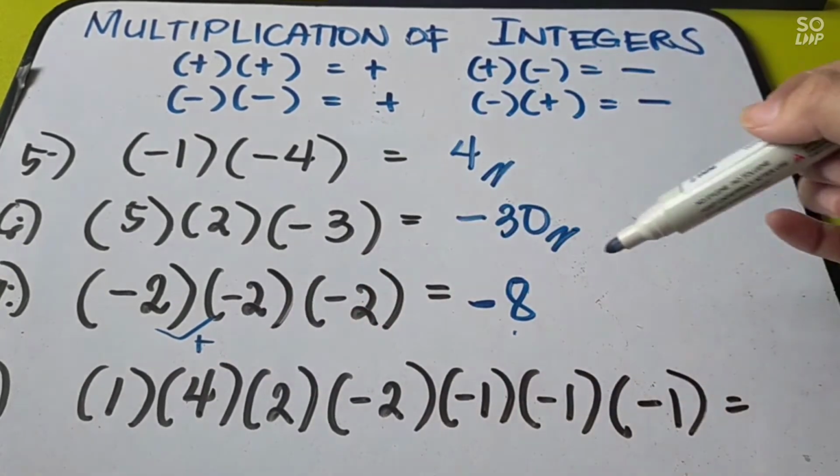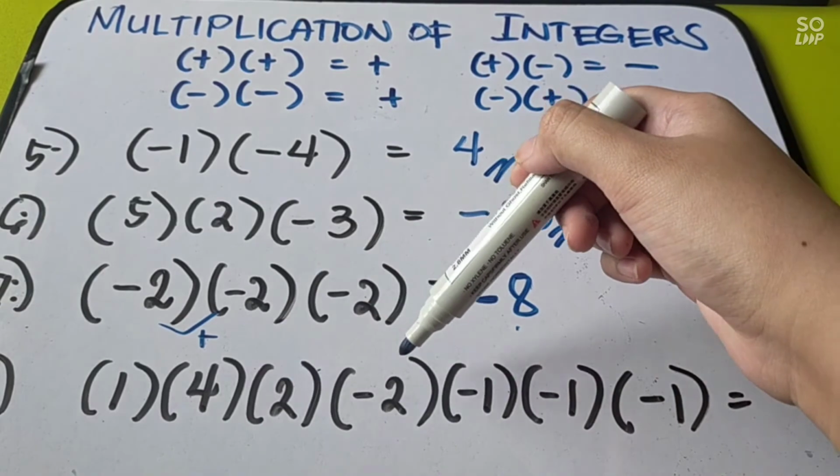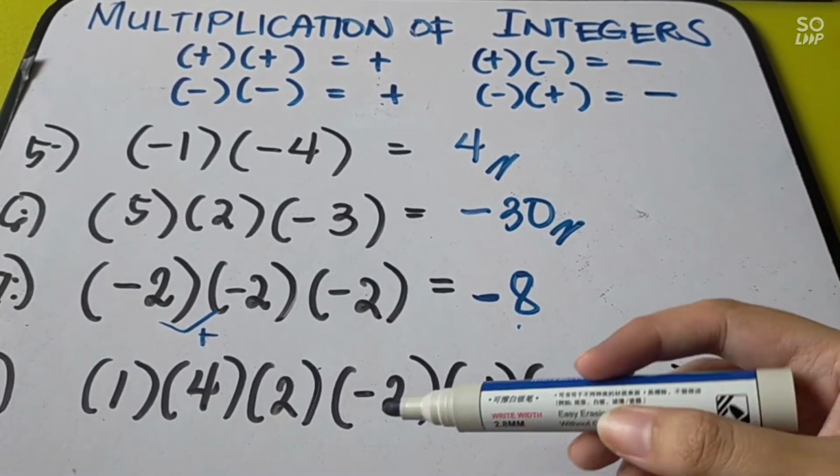Next tayo, this one. Ayan, ang dami. 1 times 4 times 2 times negative 2 times negative 1 times negative 1 times negative 1. So, count mo lang yung negative. Ilan yung negative?